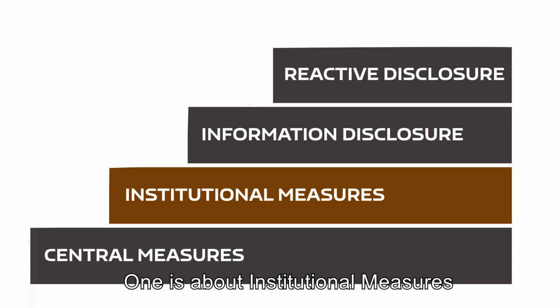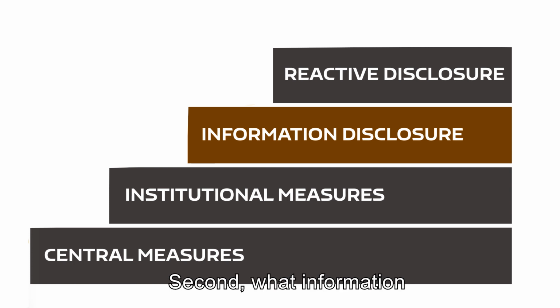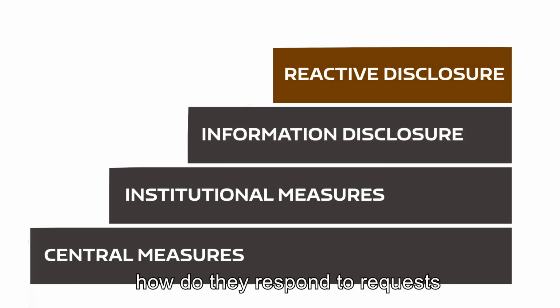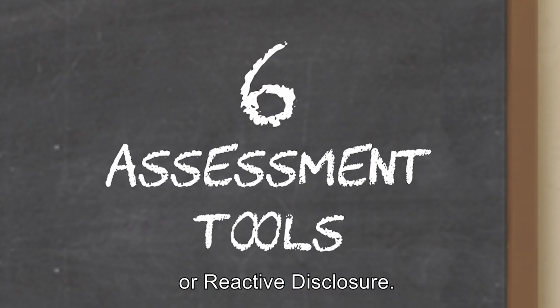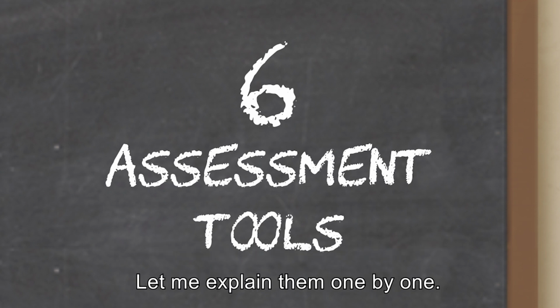One is about institutional measures. Did they appoint an official to process requests? Second, what information are they publishing proactively? For instance, even without a request. Finally, how do they respond to requests, or reactive disclosure? 6 different assessment tools are used in this methodology. Let me explain them one by one.